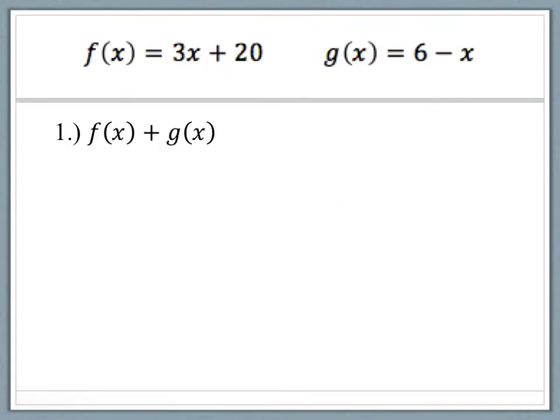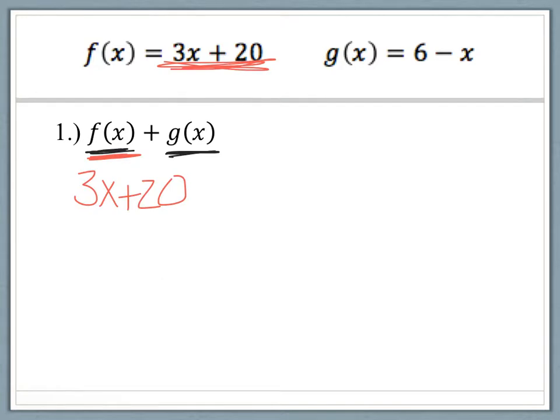Okay, so our first one is f of x plus g of x. What I'm going to do first is I notice that this is addition, and I know that I'm going to have f of x and g of x, and they give us two equations. They say that f of x equals 3x plus 20, and they say that g of x equals 6 minus x. So what I'm going to do is take what my f of x is. I'm going to highlight it in red. We know f of x is 3x plus 20, so I'm going to write 3x plus 20.